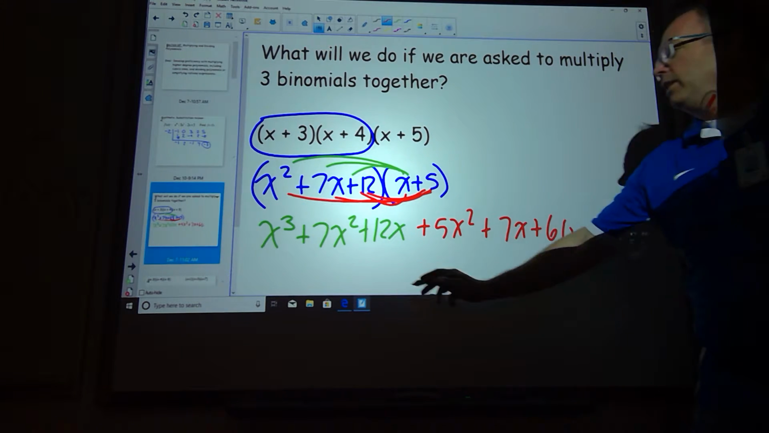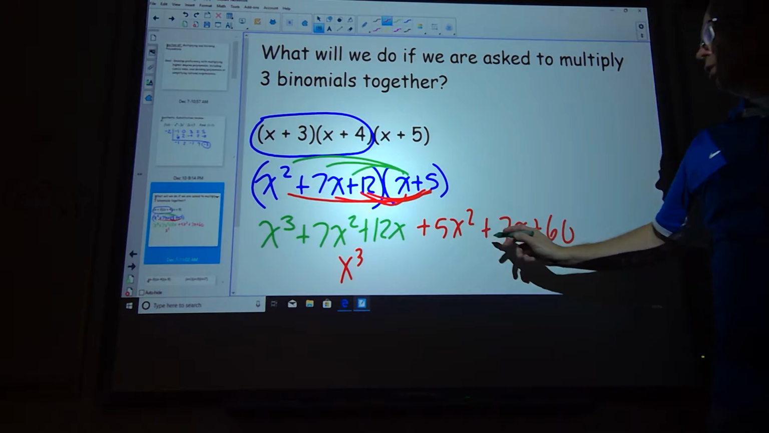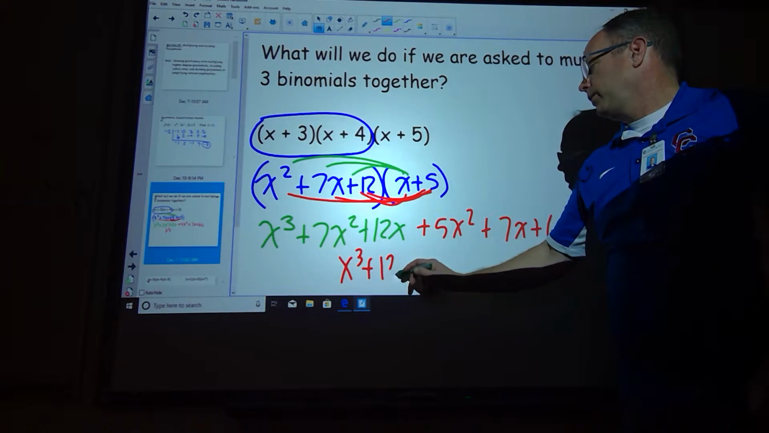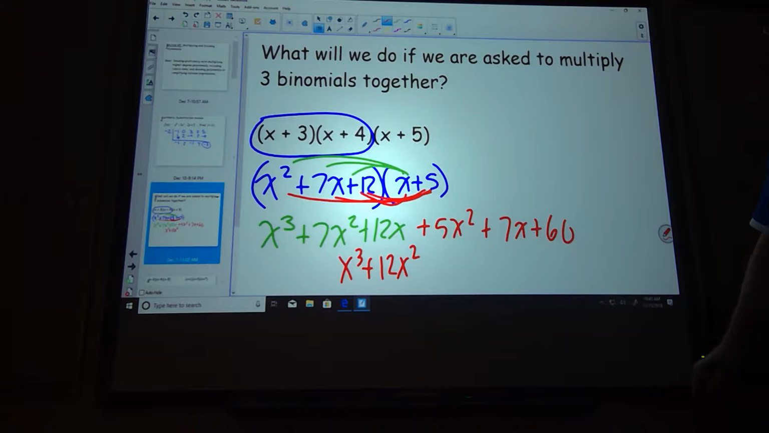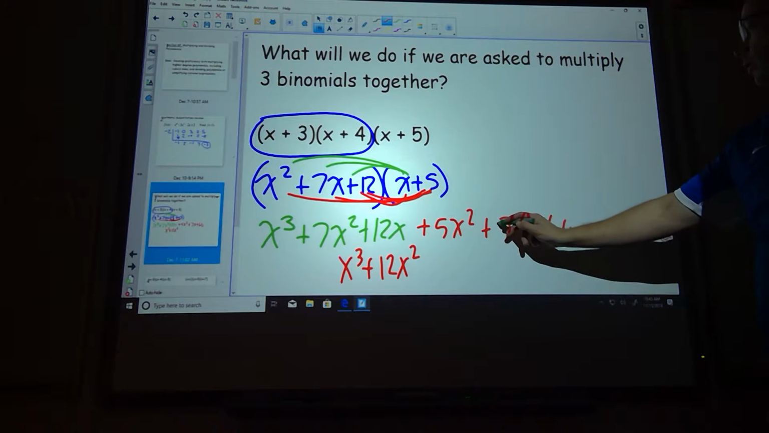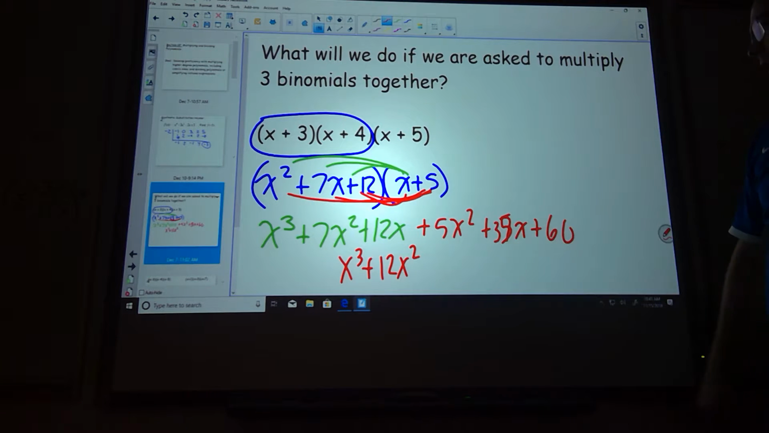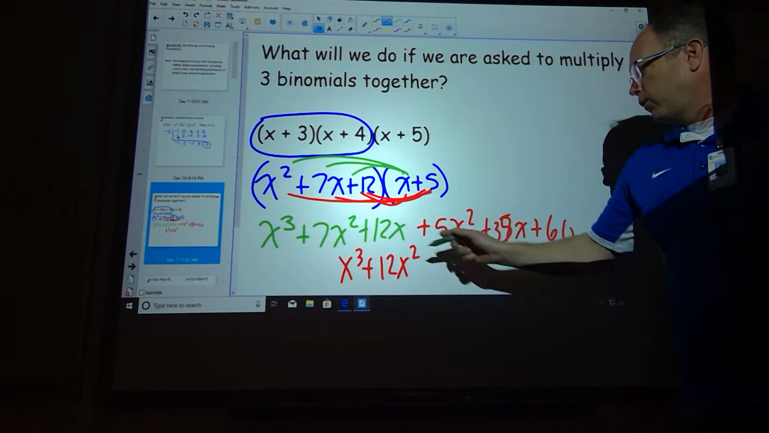Like terms: I don't have any other x to the thirds. X squared, so that's 12x squared. Isn't it 35x? 7x should be 35x. Yeah, this right here? Thanks for getting that. All right, and then that's 47x?